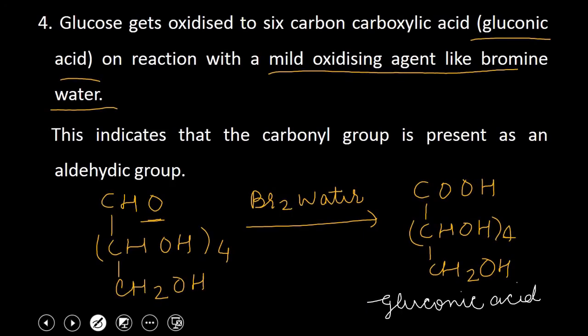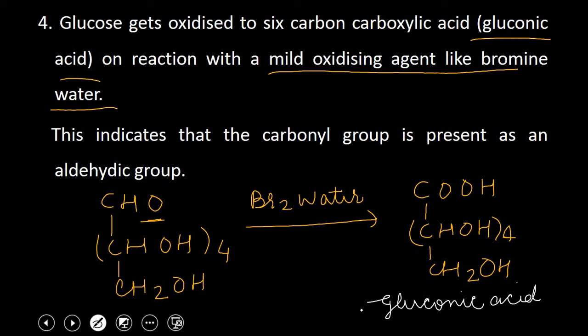So here in this reaction you can see that glucose can be oxidized to a 6 carbon acid. The name of that 6 carbon acid is gluconic acid. So what does it mean? It indicates that the carbonyl group which is present in the case of glucose is an aldehydic group. So we are coming stepwise. In the first step we have seen the molecular formula of glucose. Then in the second step we have seen that all the 6 carbon atoms are present in the form of a straight chain by reaction with HI.